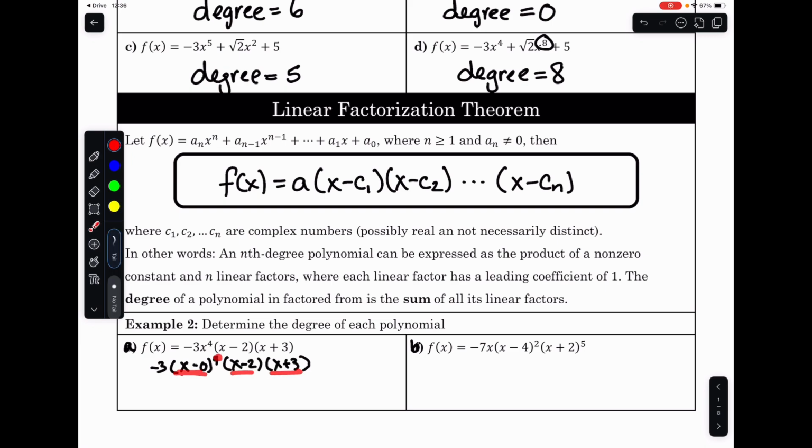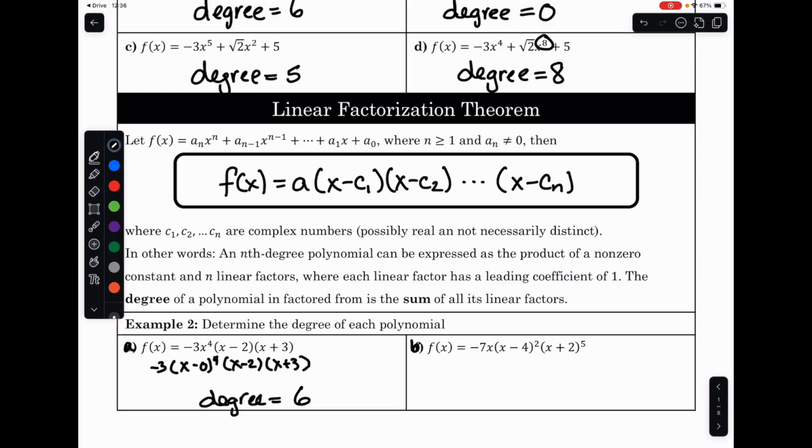Since we have 4 right here, imagine x minus 0, x minus 0, x minus 0, and another x minus 0. So we have 4 there plus 2 more. That's a total of 6 linear factors that are multiplied. Therefore, the degree of this polynomial will equal 6.